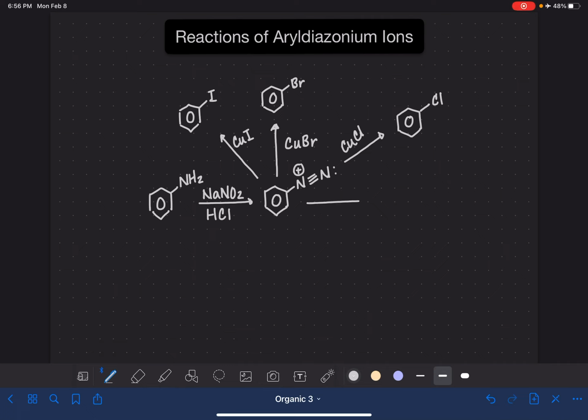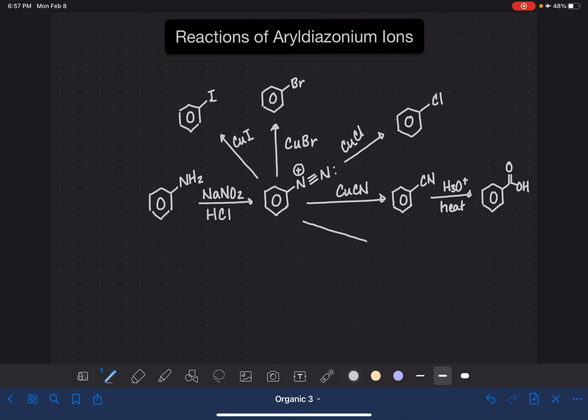Another cool reaction, if we use copper cyanide, CuCN, that is going to give us a benzene with a nitrile group on it, which is pretty handy. And that nitrile group, we can do a hydrolysis. So with H3O plus and a little bit of heat, we can convert that to benzoic acid, just by the standard conversion of a nitrile to benzoic acid. We've got a few more reactions to go.